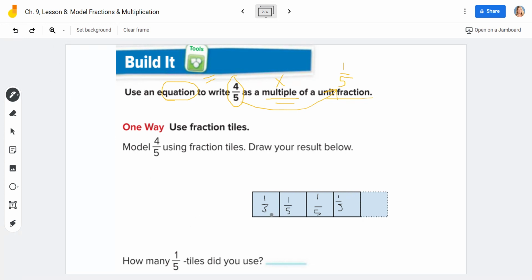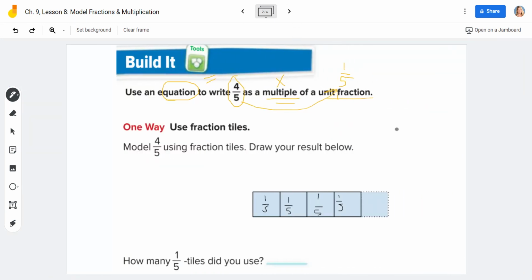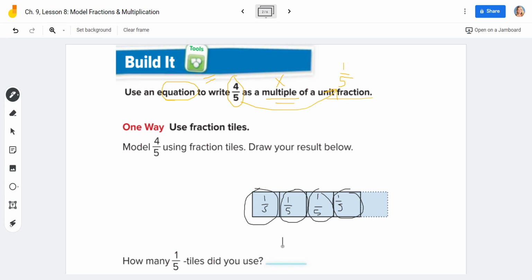Now, how many of these tiles did I use? 1, 2, 3, 4. Just like in my sum right here, I had 4. Now let me ask you this. How many times did I write 1/5? 4. You are correct. So, in writing my equation, I would say that 4/5 is equal to 4 times 1/5, because I wrote 1/5 4 times. And so this is what my answer would look like.